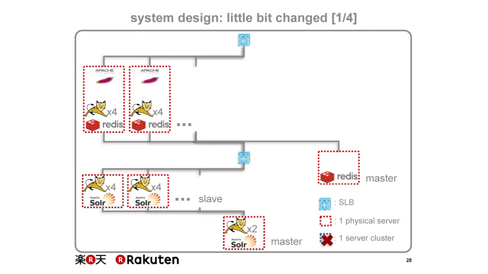Then an architecture design change was needed. So we changed the design a little bit. As you can see, we abolished the cluster model, then merged the web server and application server into one physical server.